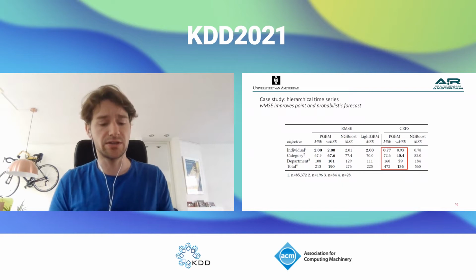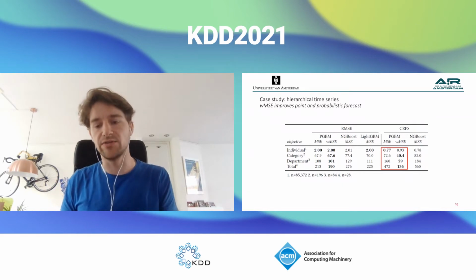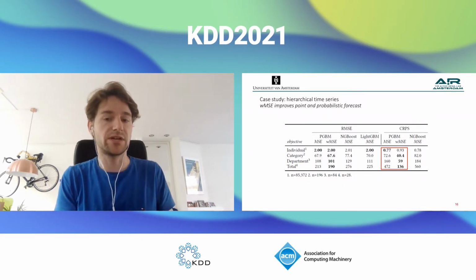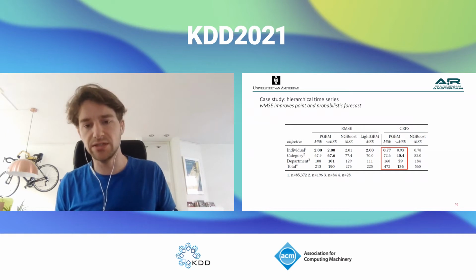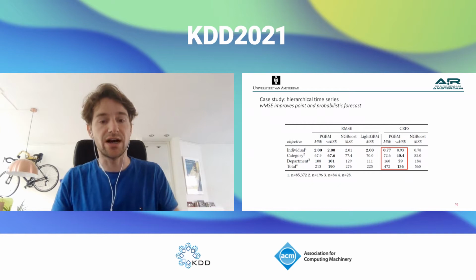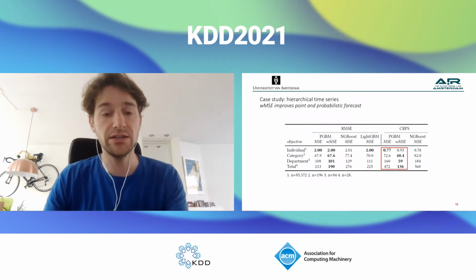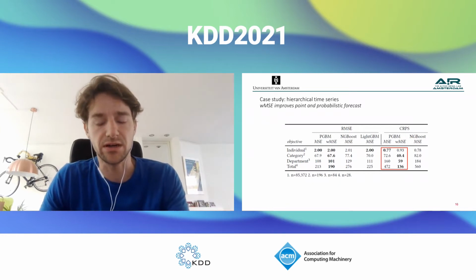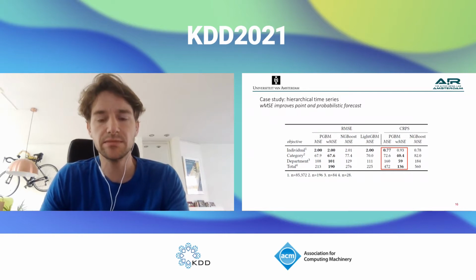And this is good because now we are able to generate item level forecasts. We are able to generate item level probabilistic predictions, but all these item level probabilistic predictions are also already better calibrated with their higher level aggregates. And this is a big benefit in hierarchical time series forecasting.